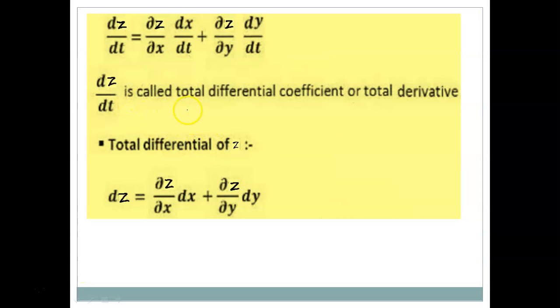And this dz by dt is called the total differential coefficient or total derivative of z. And the total differential of z is given by this formula, as we have already explained in the theorem of total differentials.